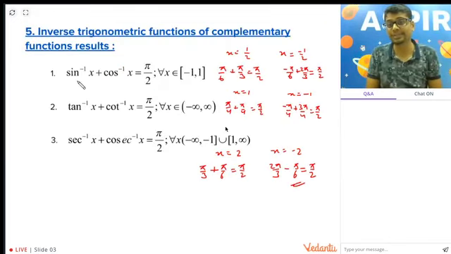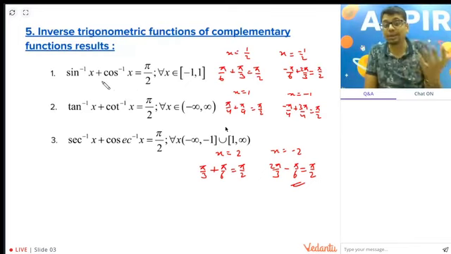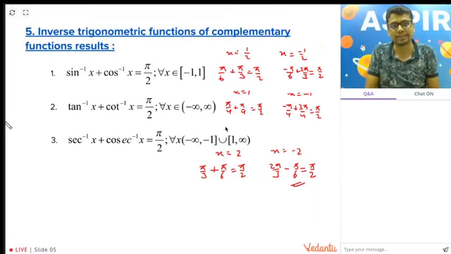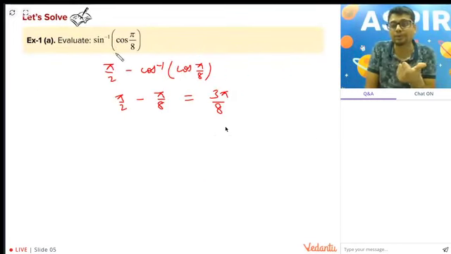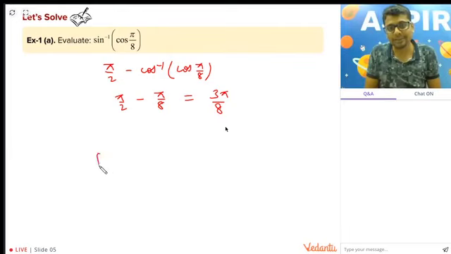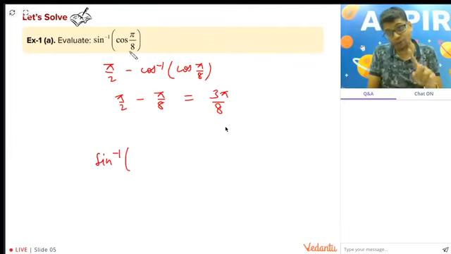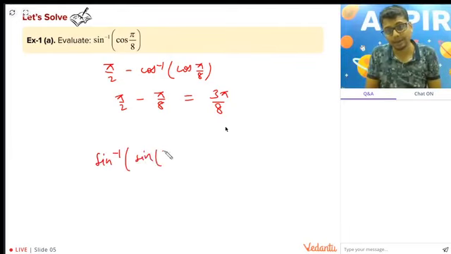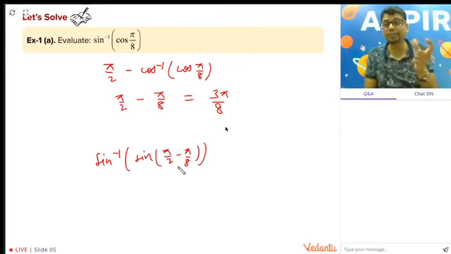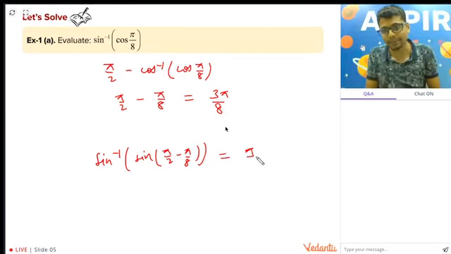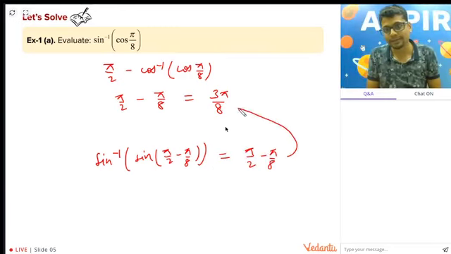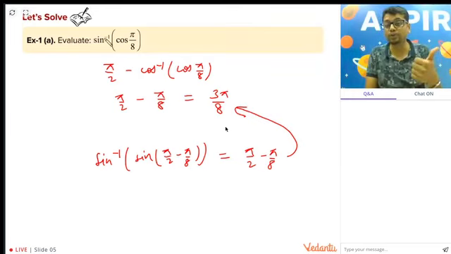Sine inverse x plus cos inverse x is what? Pi by 2. So sine inverse x, I can always write as pi by 2 minus cos inverse x. So here it is sine inverse cos pi by 8. The other way is sine inverse, I can write cos pi by 8 as sine pi by 2 minus pi by 8. And now pi by 2 minus pi by 8 lies between 0 and pi by 2, in fact between minus pi by 2 and pi by 2. So it will be exactly pi by 2 minus pi by 8, and you get 3 pi by 8.